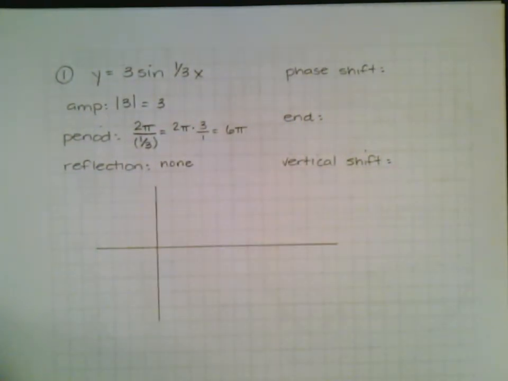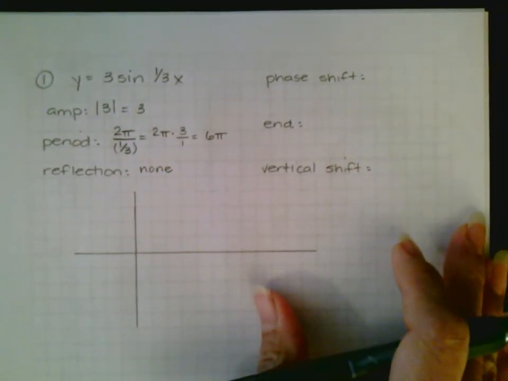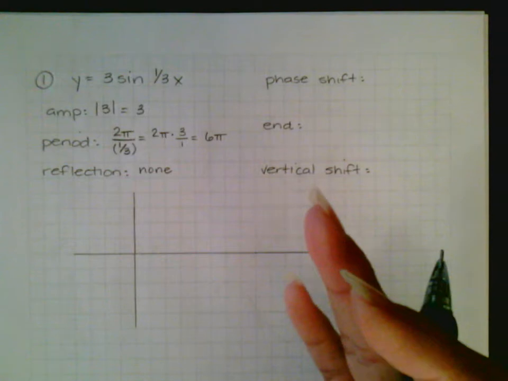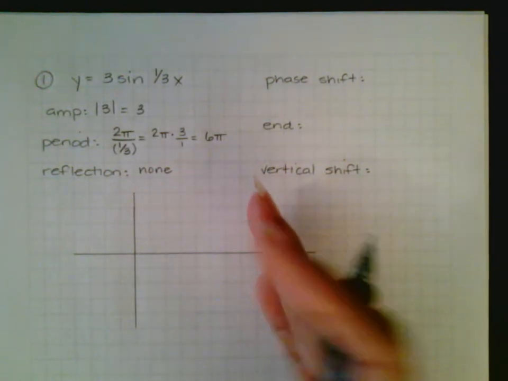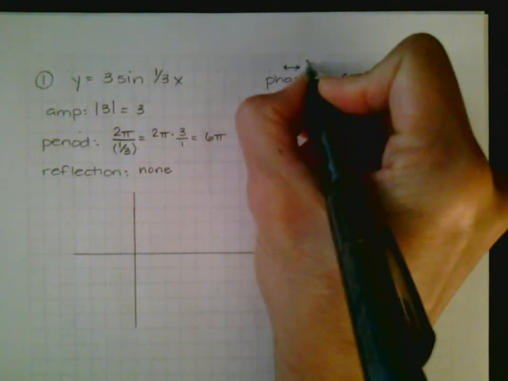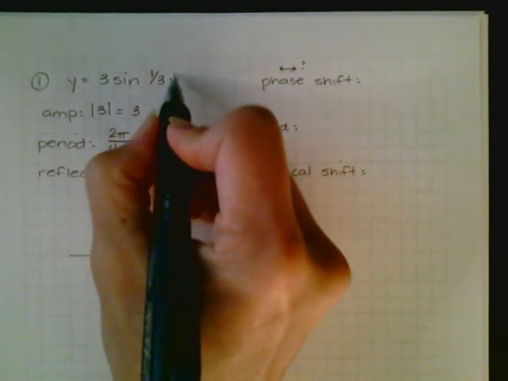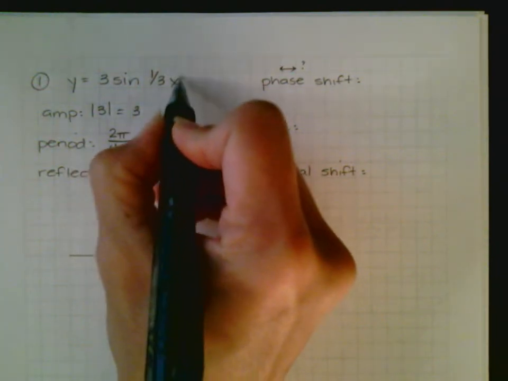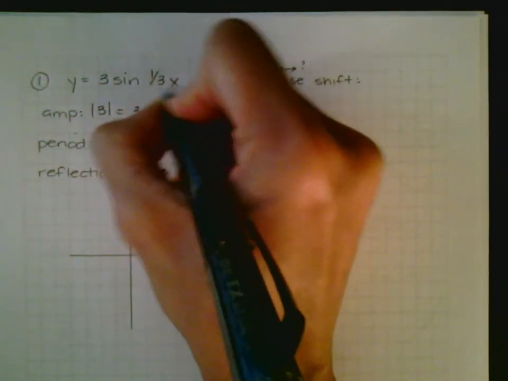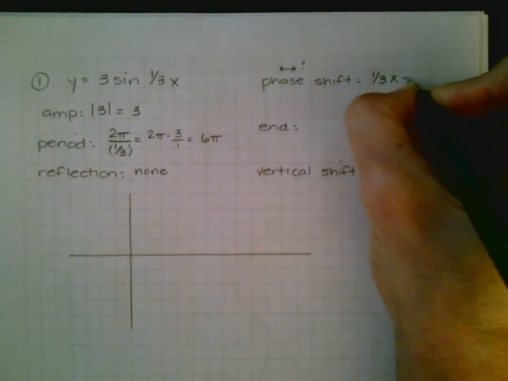And now let's talk about our phase shift. What you're going to do with phase shift, that means discovering whether or not it has moved to the right or to the left. That's what phase shift is talking about. Okay, I'm going to put this here. You're trying to figure out if it's going to the right or to the left. You're going to take what is directly after our sine function. This is what you're always going to use, that quantity. And you are going to always set it equal to 0.